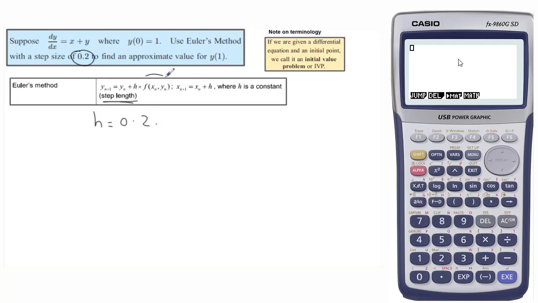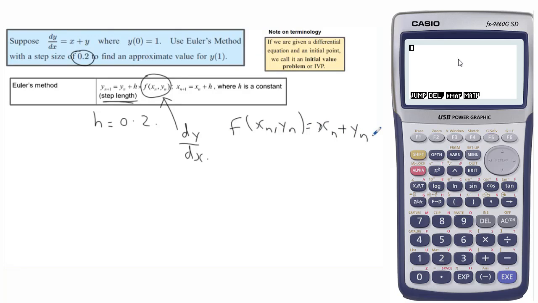The f of x n, y n, that is the gradient function. That is dy by dx. So in our case, we know dy by dx is x plus y. So our f of x n, y n is going to be x n plus y n.